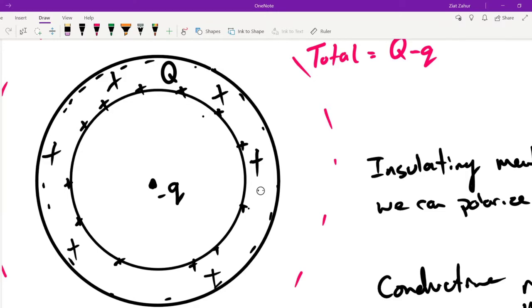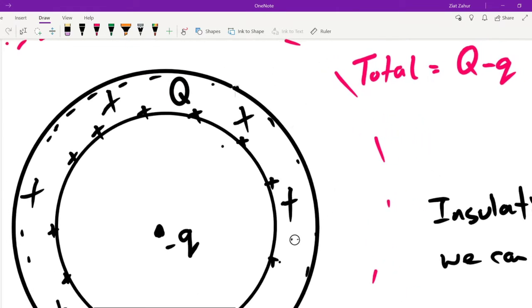All right. So what is the inner lining? Well, the overall needs to be capital Q, but we will shift it. We will shift positive Q worth of charge here, and negative Q worth of charge there.